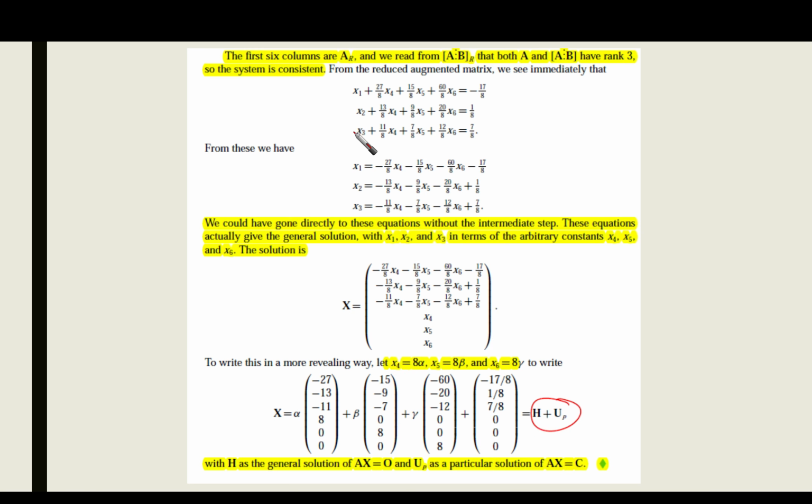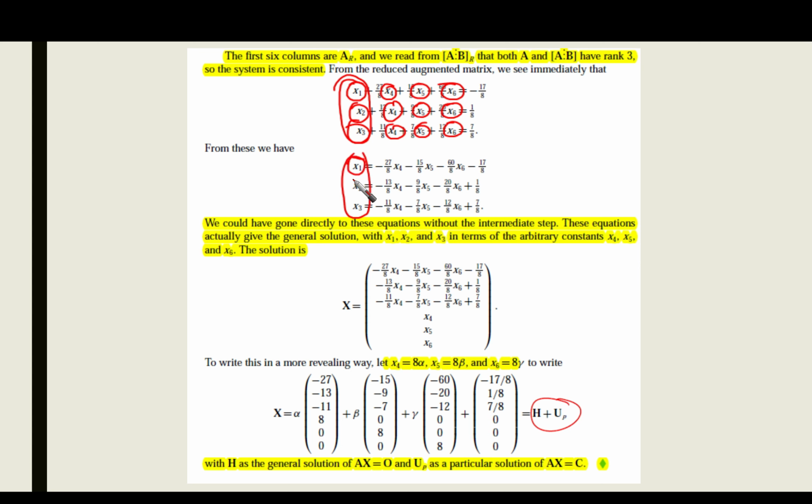So this means that if we read the equations, these are x1, x2, x3, and in each equation you are going to find x4, x5, x6, right? Similarly here. This means that x1, x2, and x3 are dependent on x4, x5, and x6. So we are going to form it like this.